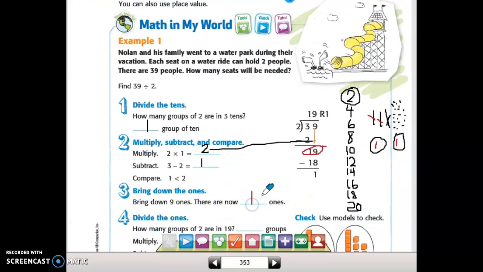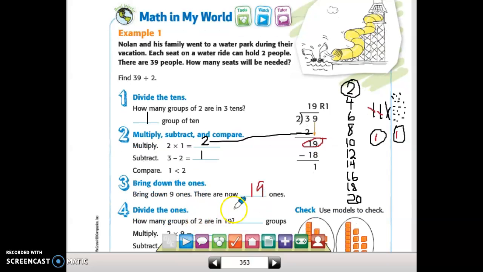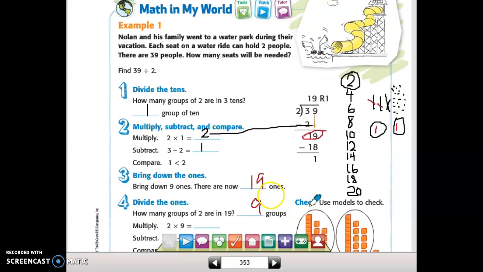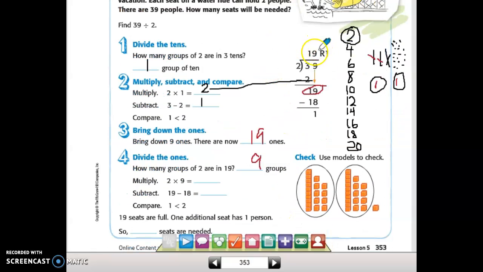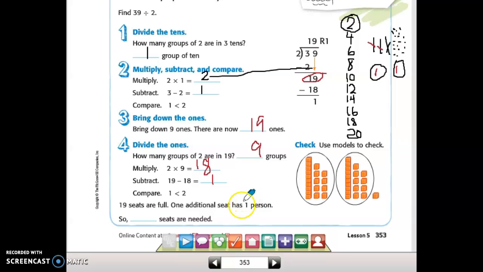Here there are 19 ones. How many groups of 2 are in 19? 1, 2, 3, 4, 5, 6, 7, 8, 9. There are 9 groups of 2 in 19. But if you multiply, 9 times 2 is 18. And 19 minus 18 is 1. My remainder is less than the divisor, so that's okay. But I do have one person left over.